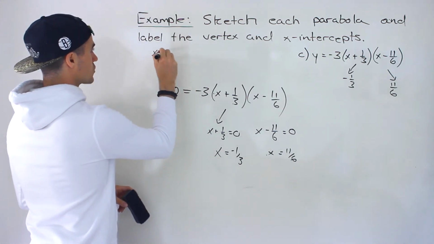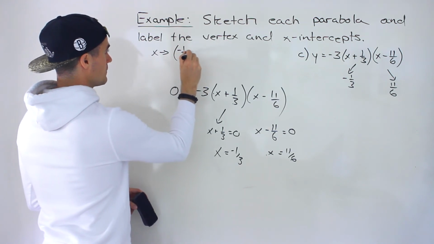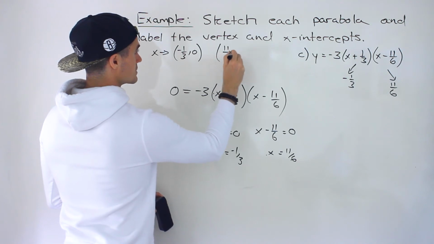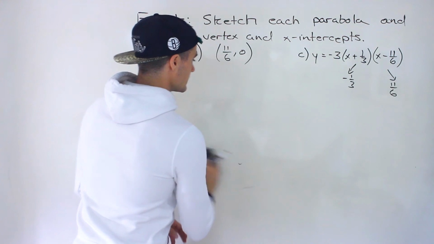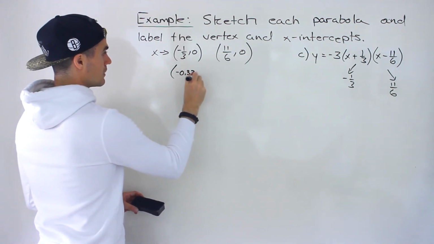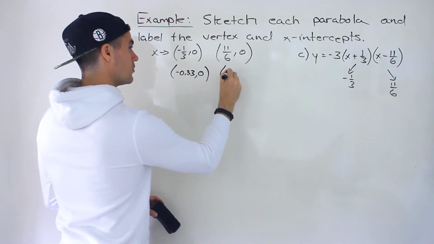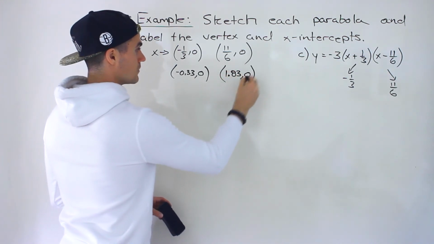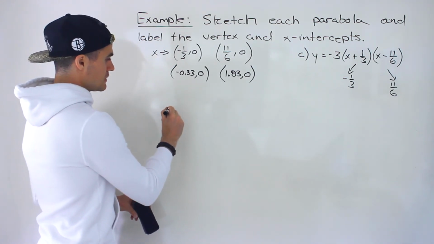So let's keep track of these x-intercepts. We got negative 1 over 3 and 0, and then we got 11 over 6 and 0, like that. And then let's also keep track of the decimals. So this would be negative 0.33 and 0, and 11 over 6 would be approximately 1.83 and 0, like that.